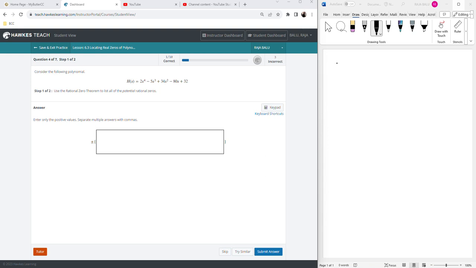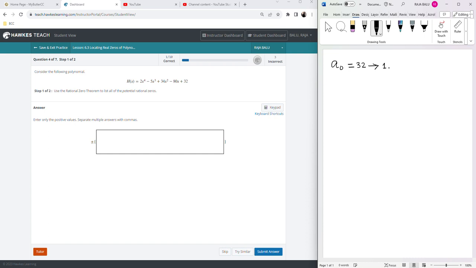In this problem, the polynomial is given to be 2x to the 4 minus 5x cubed plus 34x squared minus 80x plus 32. You need to use the rational zero theorem to find the potential rational zeros. So to find the potential rational zeros, we first write down the constant, which is the number by itself, and we list all the factors of it, like all the ways in which you can get to 32.